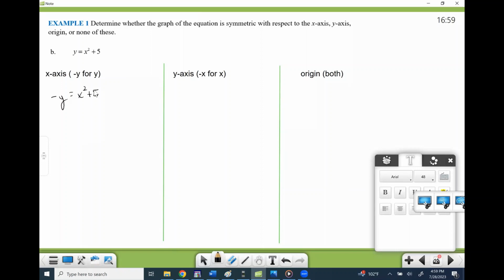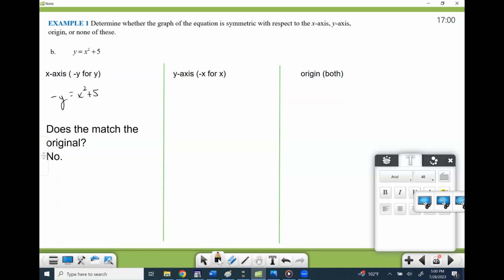So does this match the original? There's just no way for me to make this match the original, huh? All right, let's try this next one then, see if it works.